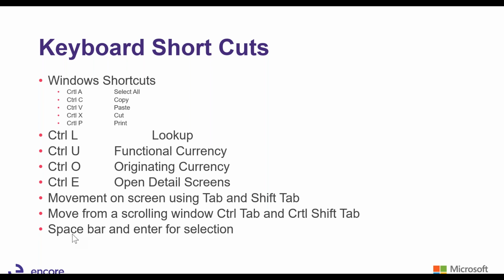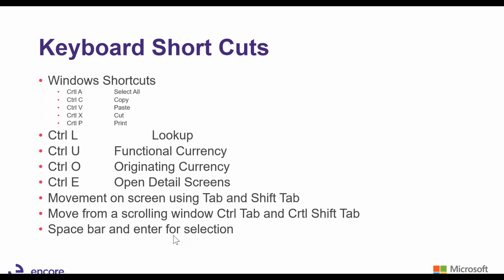So space bar will select something. So if you're in a toggle box and you hit the space bar, it will toggle that for you. If it's got a little piece around it, looks like little dots around it, if you hit the space bar, that will push it so you do not need to go to the mouse.